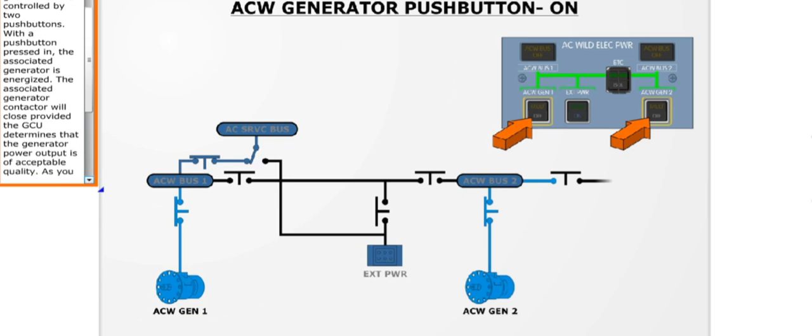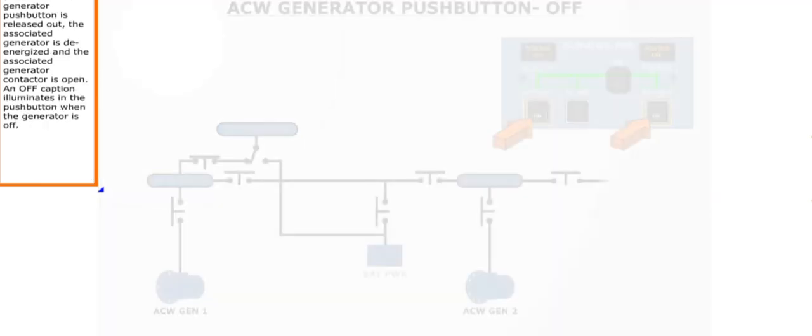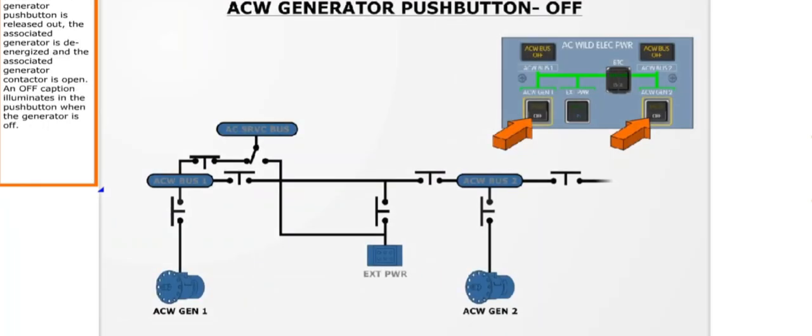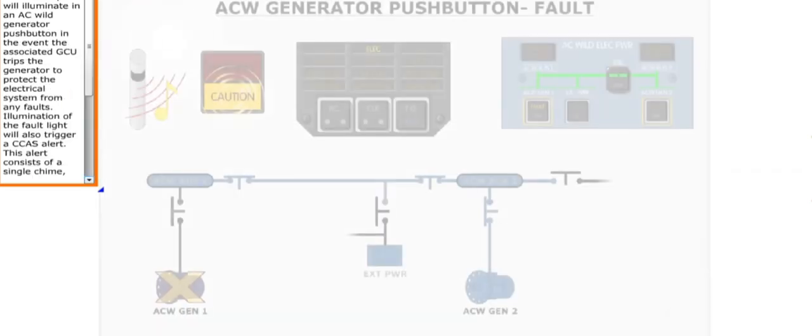The associated generator contactor will close, provided the GCU determines that the generator power output is of acceptable quality. As you recall, each AC Wild generator is controlled by a dedicated GCU. If the AC Wild generator push button is released out, the associated generator is de-energized, and the associated generator contactor is open. An off caption illuminates in the push button when the generator is off.